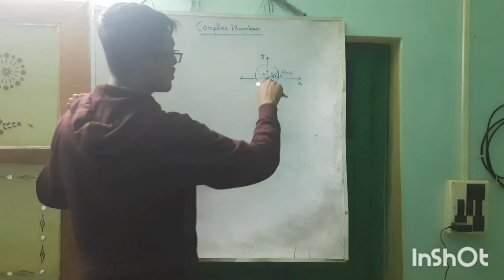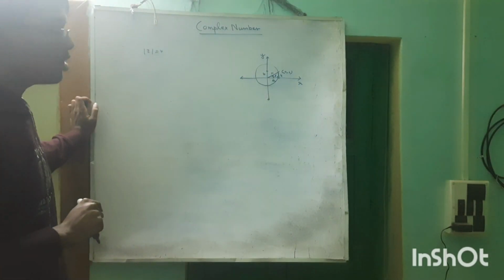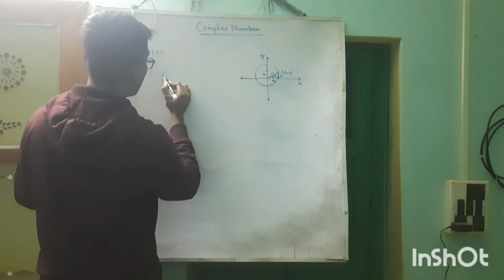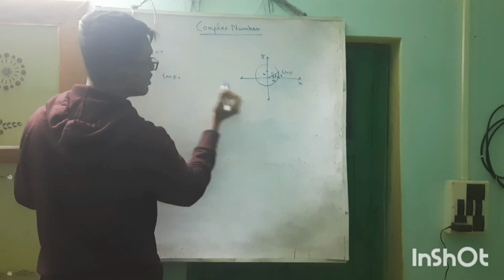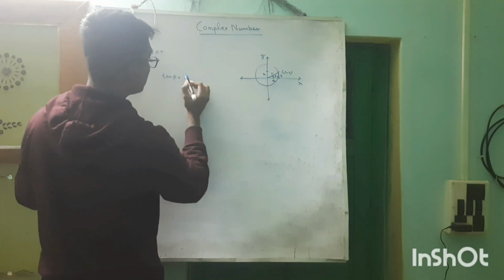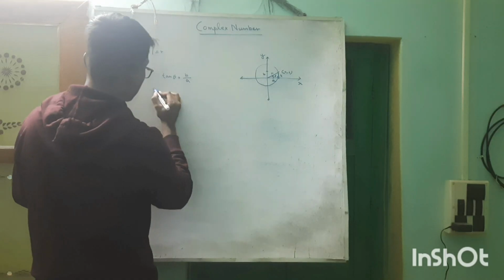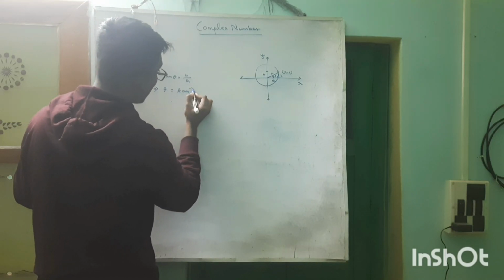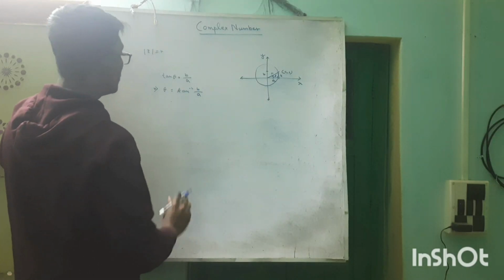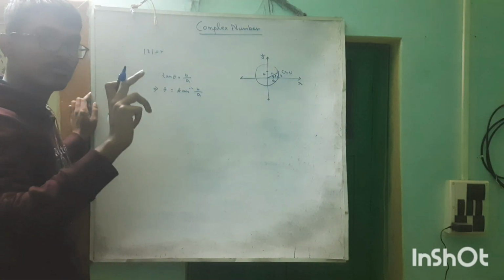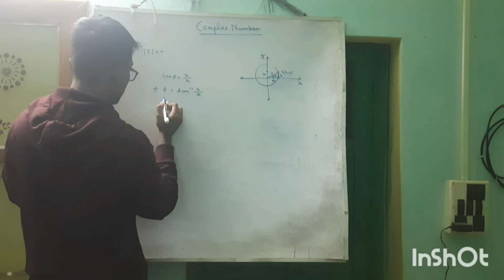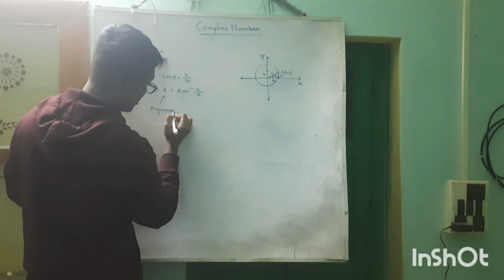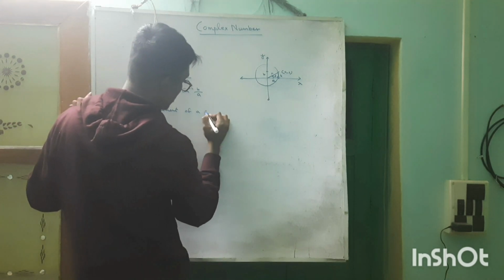Okay, we call that theta the argument of a complex number. So what about theta? Tan theta, you see that this is b, this is a, so tan theta is equal to b by a. Theta is equal to tan inverse b by a. So we call this theta the argument of a complex number.